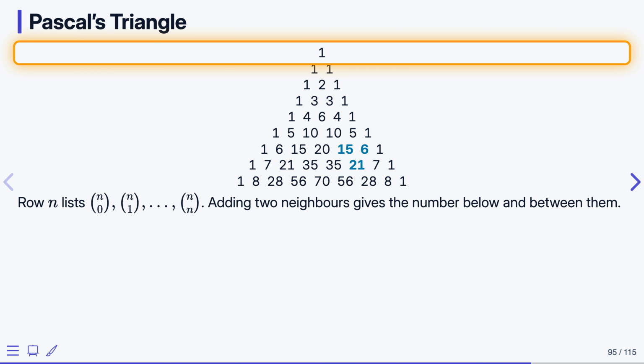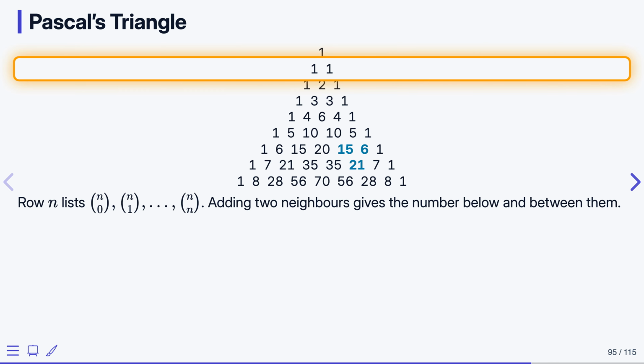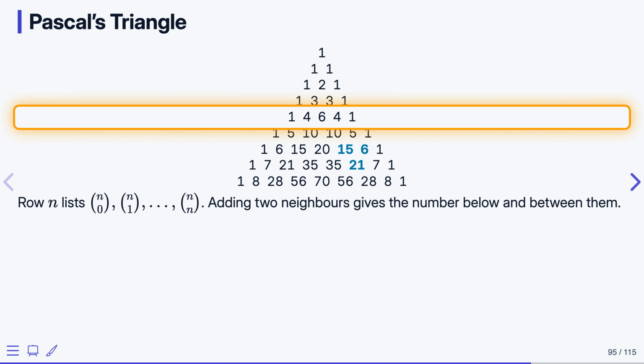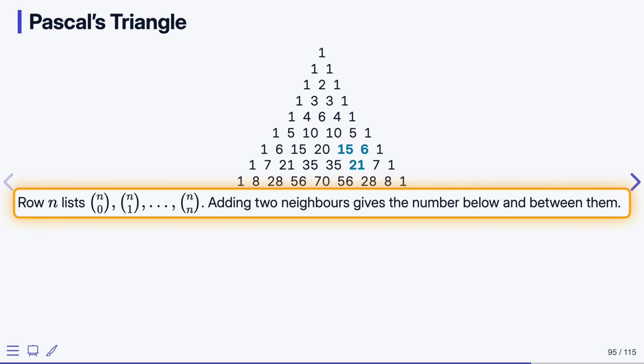This is Pascal's triangle. It is built row by row. The top is a single one. Each new row starts and ends with a 1. Every other entry is the sum of the two entries just above it. Look at row 4, which reads 1, 4, 6, 4, 1. Those are the coefficients we would get from expanding x plus y to the fourth. Row n lists the binomial coefficients n choose 0, n choose 1, and so on up to n choose n. The whole triangle is Pascal's identity, drawn.